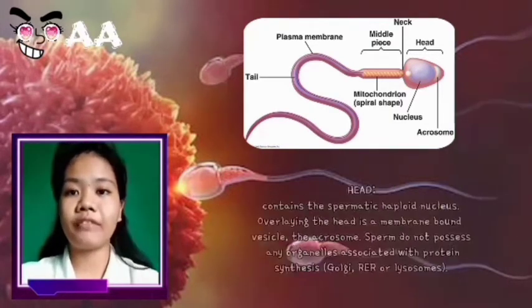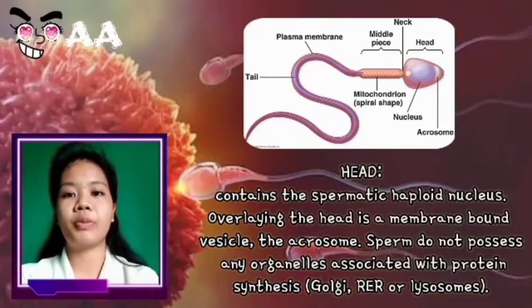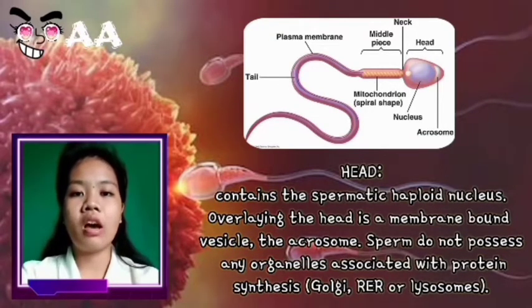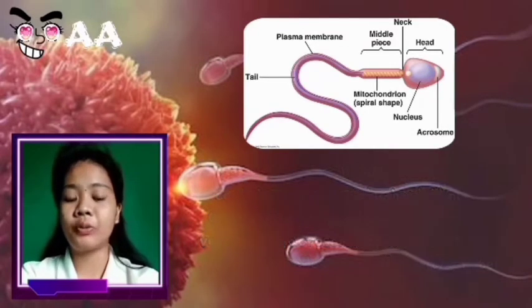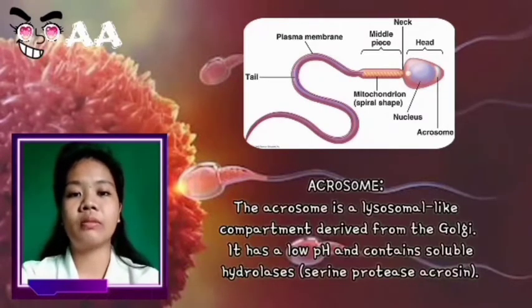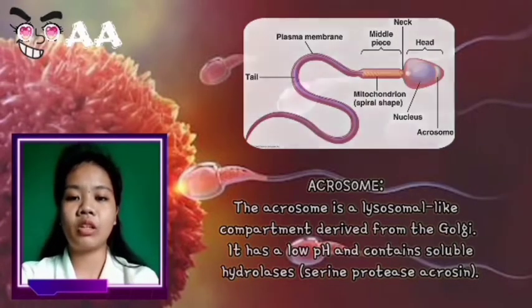And lastly, we have the head. The head contains the sperm's haploid nucleus. Overlaying the head is a membrane-bound vesicle, the acrosome. The acrosome is a lysosomal-like compartment derived from the Golgi.